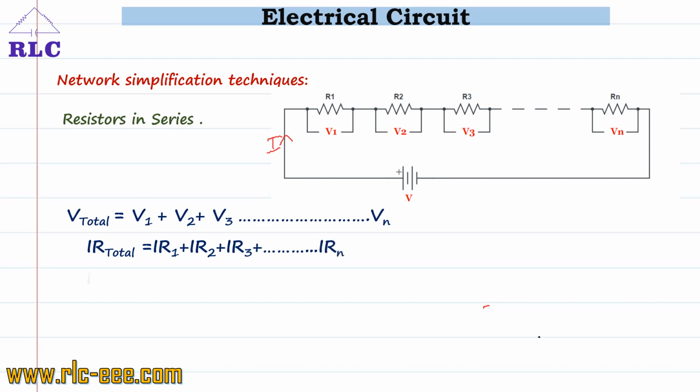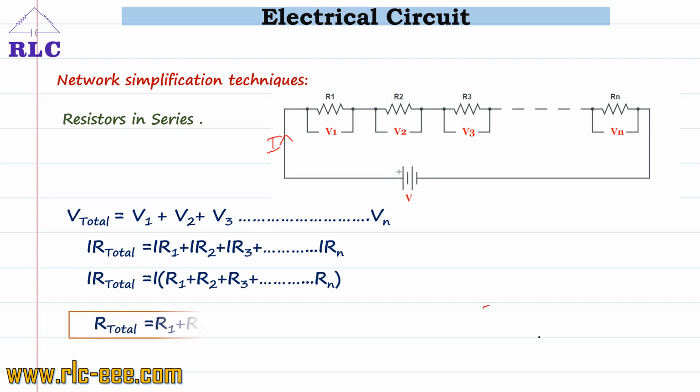Next step, take I as common. So you get I into R1 plus R2 plus R3, going up to Rn. I gets cancelled, so R total becomes R1 plus R2 plus R3 up to Rn. What we can conclude is, if the resistors are connected in series, then we can add all the resistors. The sum of all the resistors is nothing but your R total or R equivalent.